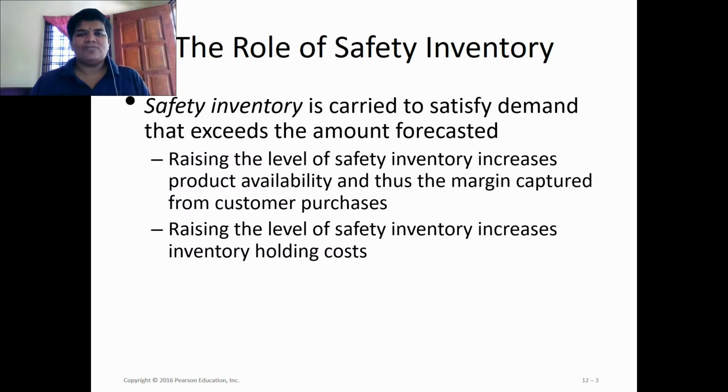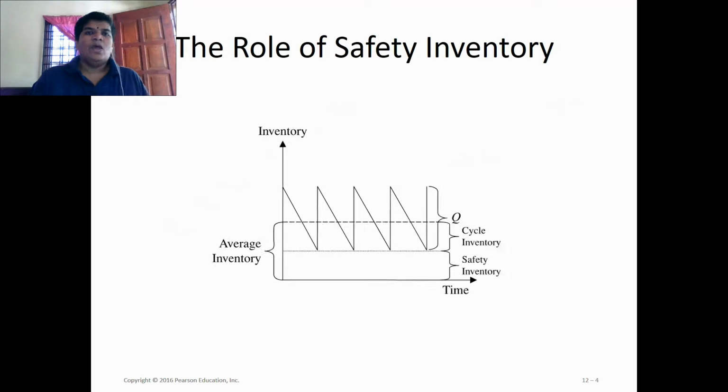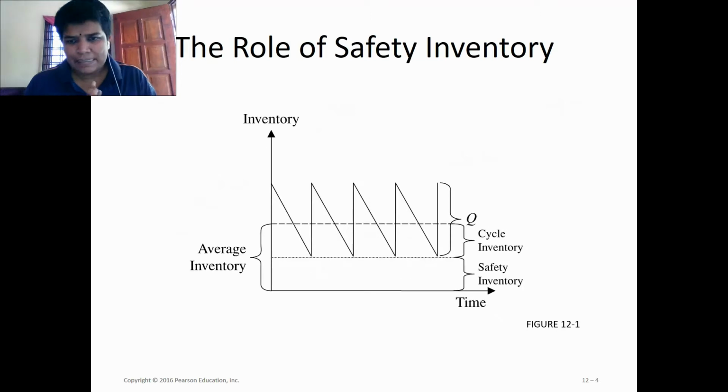Raising the level of safety inventory also increases the inventory holding cost. So there is a cost that you need to bear because you are increasing the inventory to fulfill your demand. This is the simple explanation in the form of a graph, the role of safety inventory. Let us continue with the next slide.